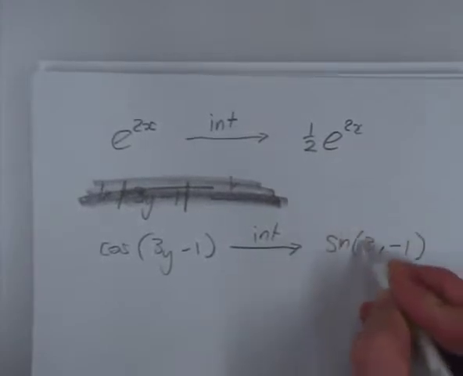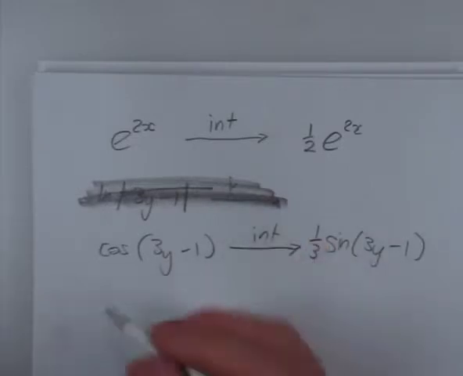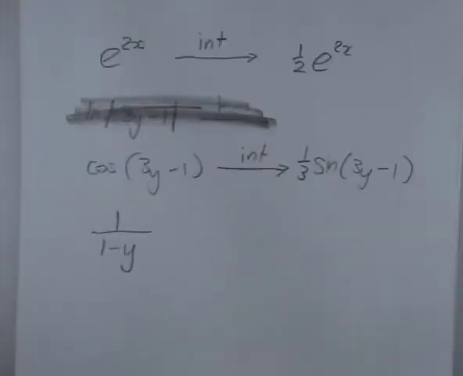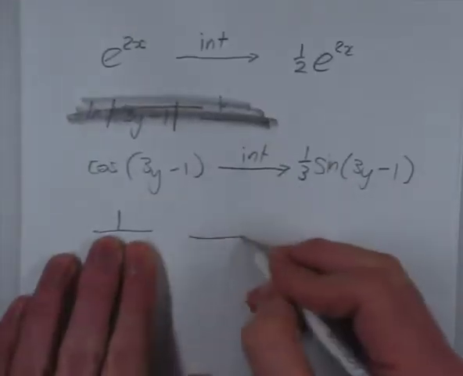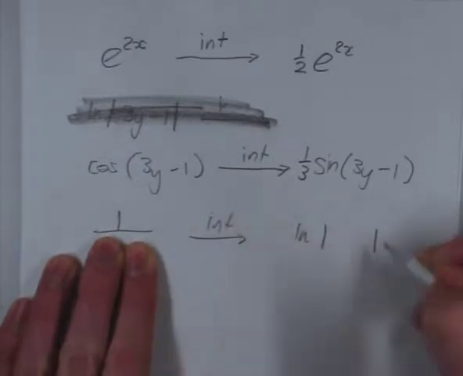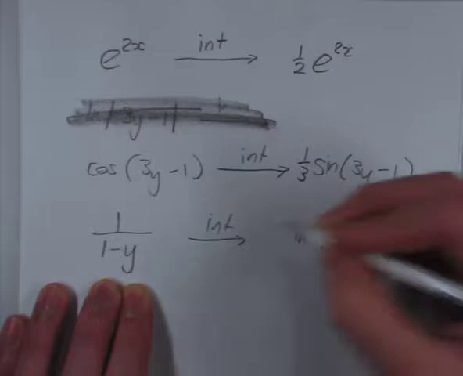But I'm going to have to divide by that 3. Okay? So that when this differentiates and the 3 comes out because of the chain rule, the third will cancel it out. Okay? And finally, one more. Like that. If it was just a y, it would integrate to give ln, right? But it's not y, it's 1 minus y, and I have to divide by the derivative here, and the derivative of this is minus 1.